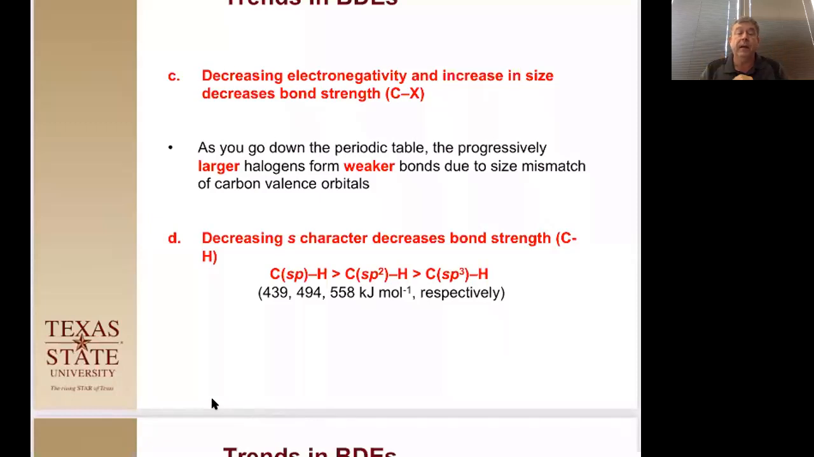Okay, so the hybridization on carbon changes because of s character, which means that our sp hybridized carbons are stronger than our sp2 hybridized carbons, which are stronger than our sp3 hybridized carbons. We saw that with acidity too: the sp hydrogen was more acidic, the sp2 was less acidic, and the sp3 was the least acidic, okay? So it follows that same trend.